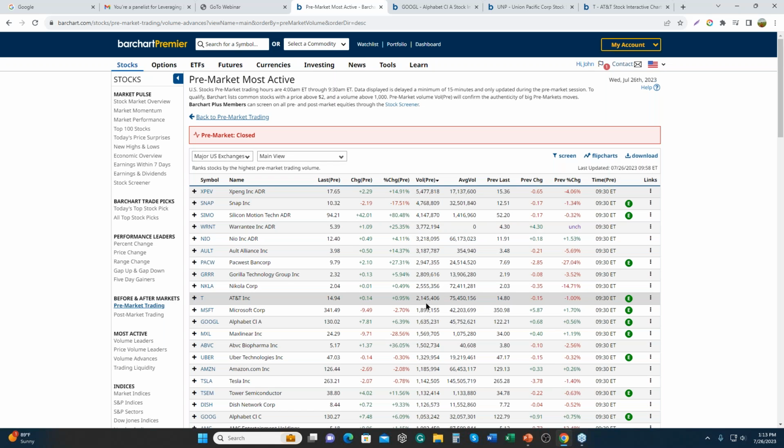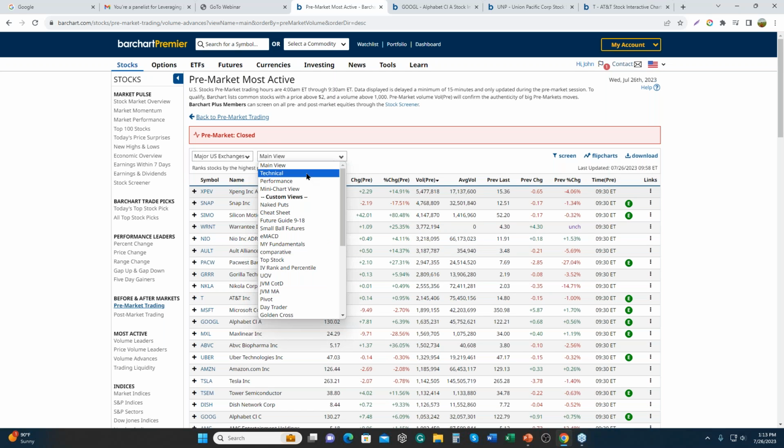So that's how we're going to look at this market activity page in terms of volume and this very general 10% rule. Now, under our main view here, what we can do is go to something called mini charts.